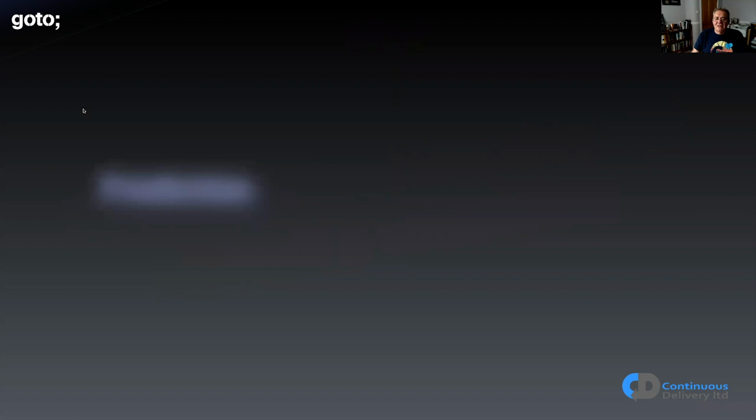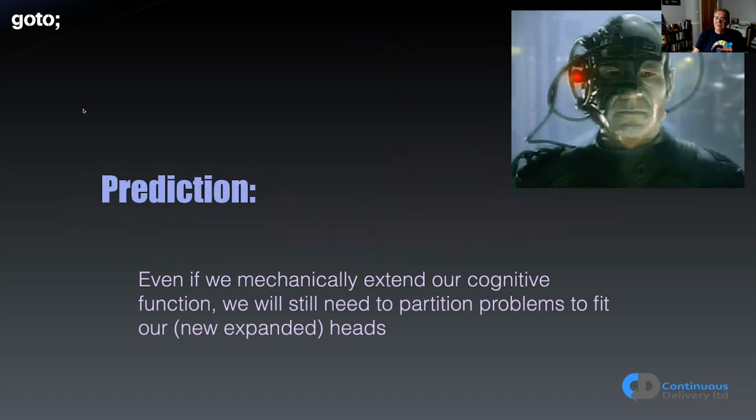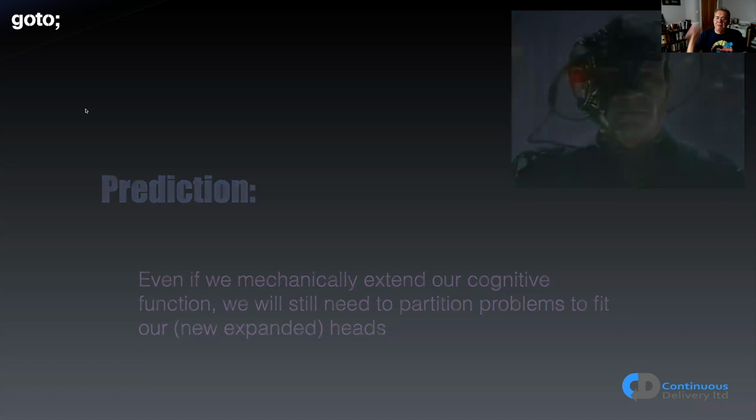And I just don't see how they're going to go away, even over a span of time like the next 100 years. So my prediction is that in a period like 100 years, we probably are going to extend our cognitive function with machines. And even then, we're going to improve the capacity of our heads, but it's still going to be finite. And so even then, we're still going to need to compartmentalize to fit problems into our new expanded capacity.